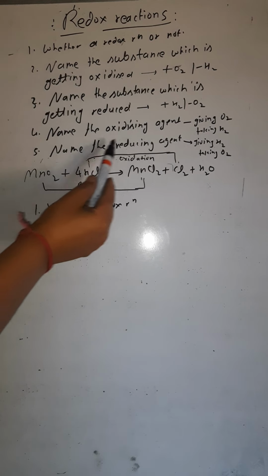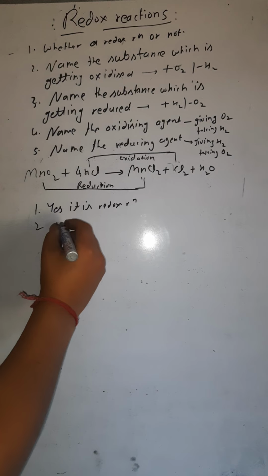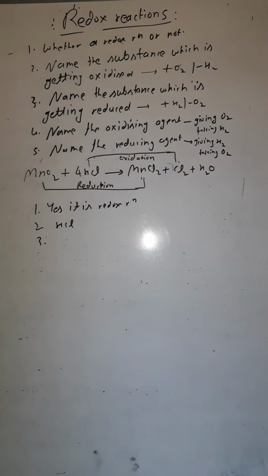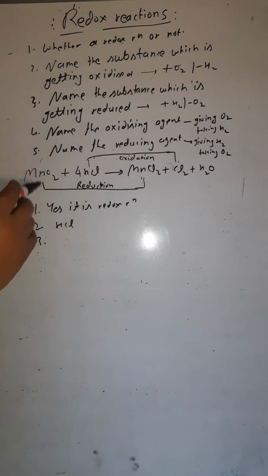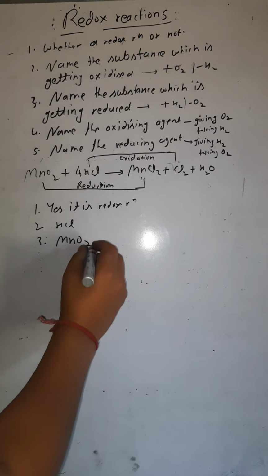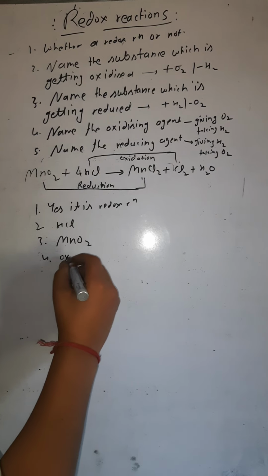Number 2. Name the substance that is getting oxidized. Which one is getting oxidized? That is HCl. Look here, HCl is getting oxidized. So answer number 2 is HCl. Answer number 3. Name the substance which is getting reduced. Which one is getting reduced? That is MnO2. Number 4. Oxidizing agent.